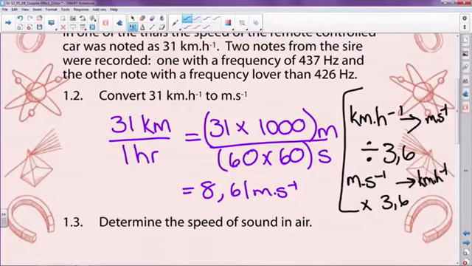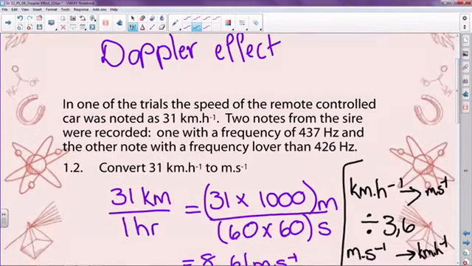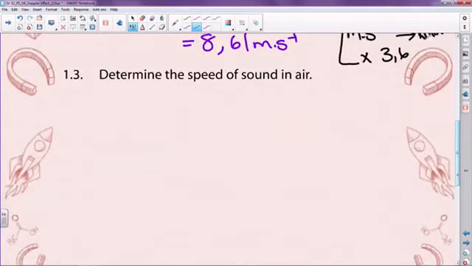Now, they ask you to determine the speed of sound in air. Be careful here because of the information that was given. That should say lower. I was given a frequency here, and I'm given a velocity. You're not going to use two equations. You only need to use one. The second frequency they gave you, they just said it's lower than 426. They did not tell you what it is. So we're going to have to use the 437, the higher frequency. So this is what we know.